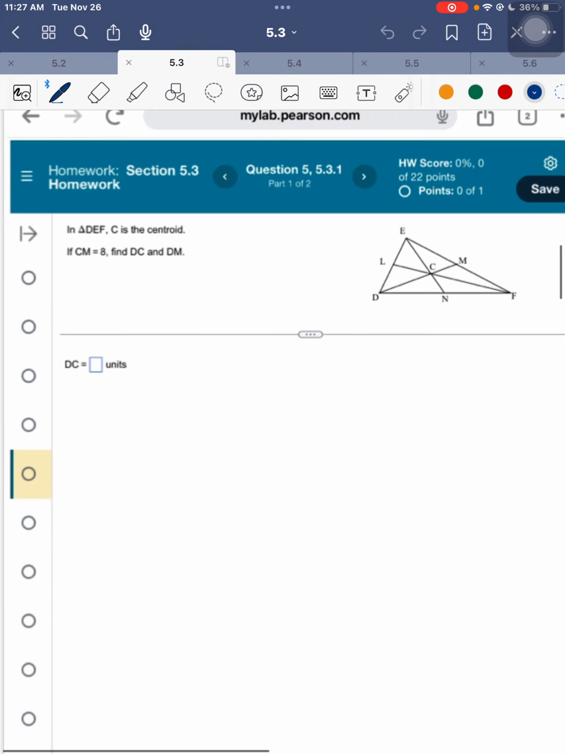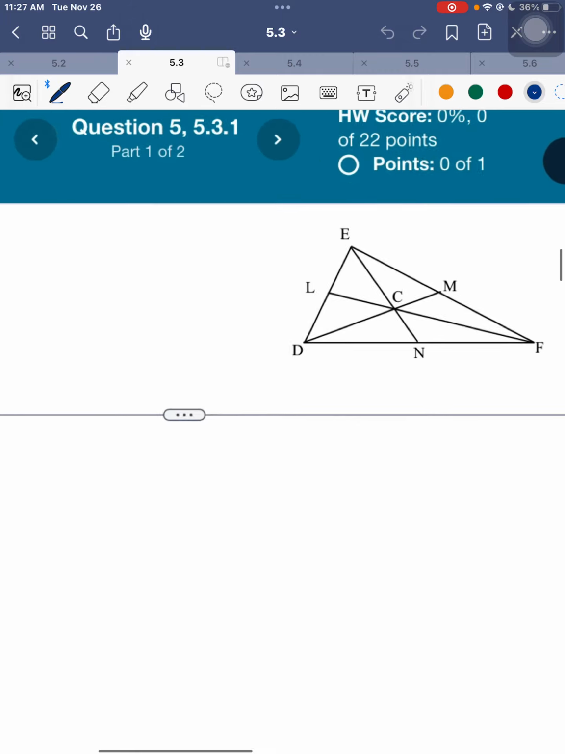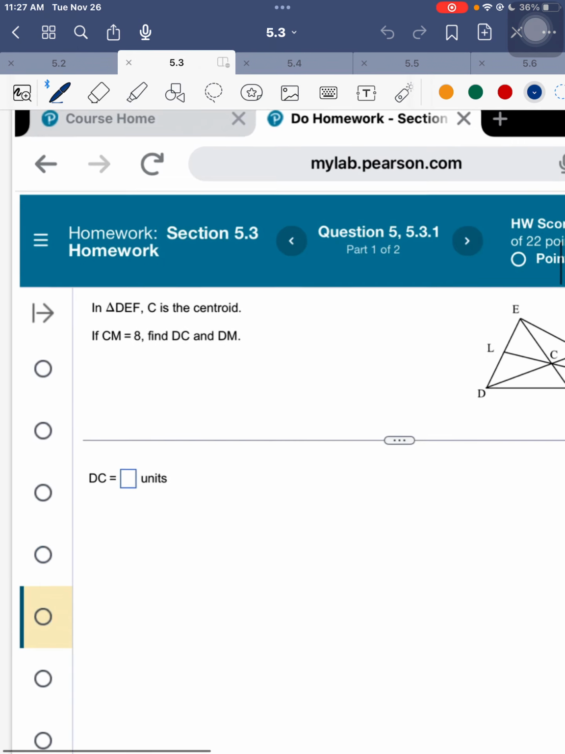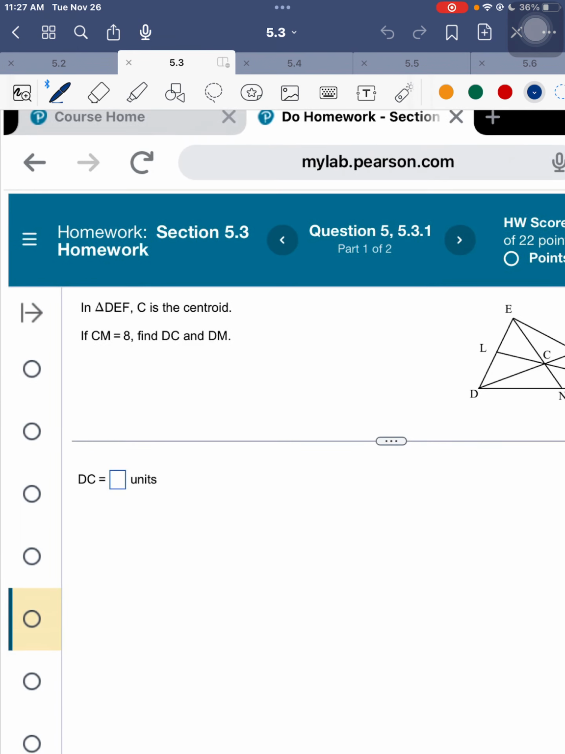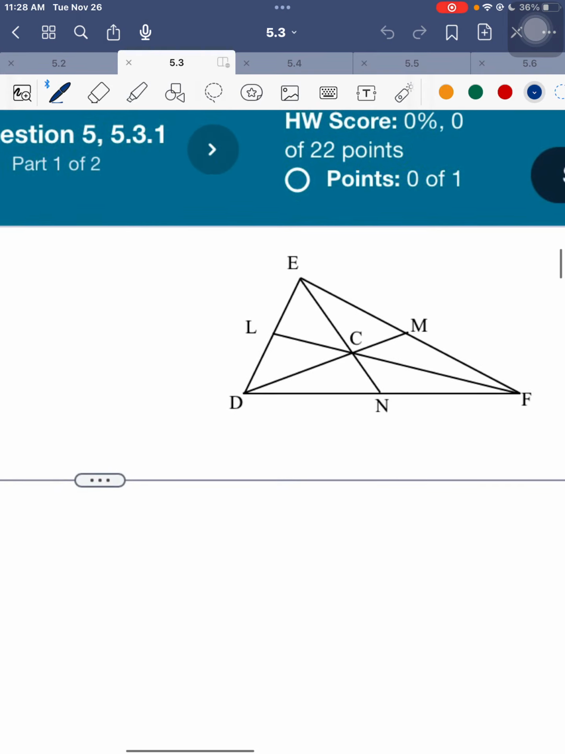So let's look at 5 points. Okay, so one important thing to know about medians. Let's just take a look at this one. So in DEF, C is the centroid. Okay, so if C is my centroid, then what else do I know? That means that from F to C to L is the median.